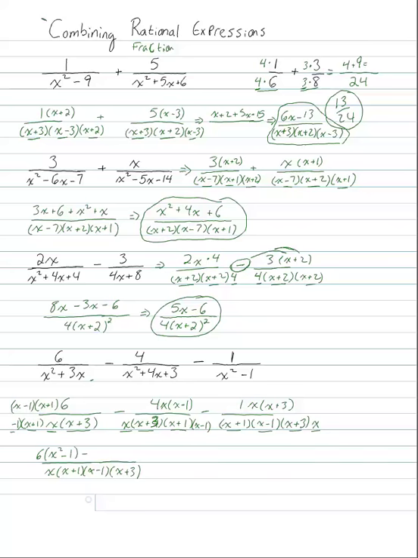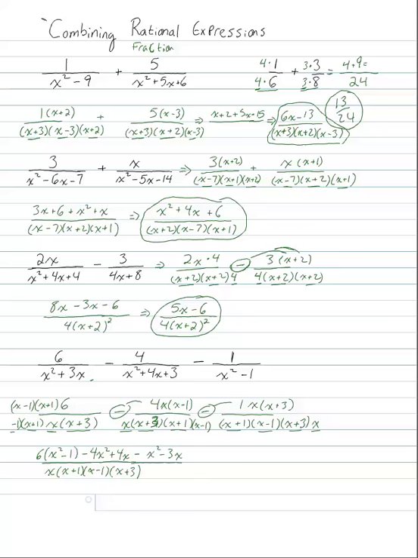Okay, the next one, I can do this in one stage. This is the minus 4x times x minus 1. Don't forget the minus is going to go with that 4x. So minus 4x squared plus 4x. And then the last one is a minus 1x times x plus 3. So minus x squared minus 3x.